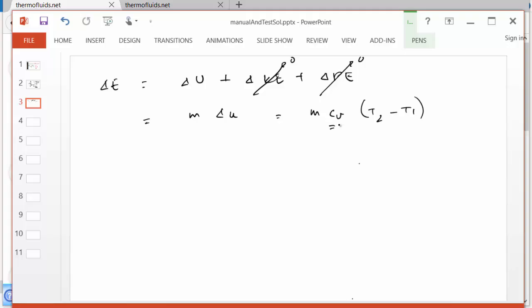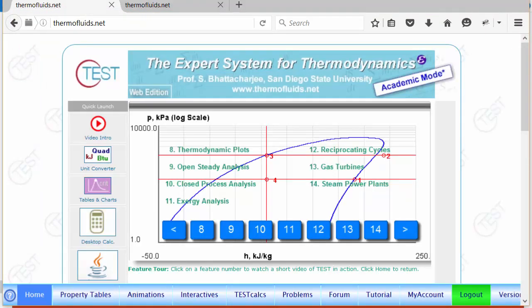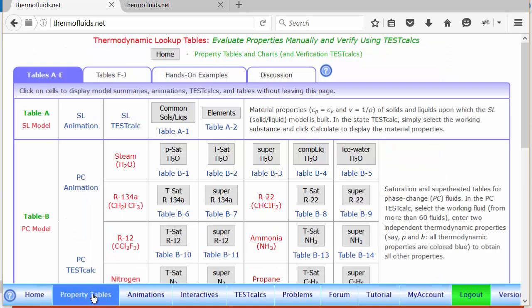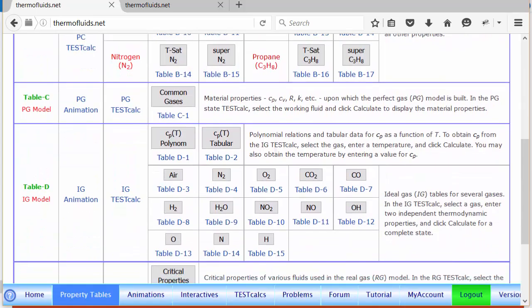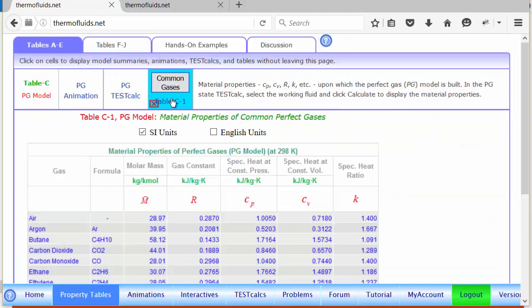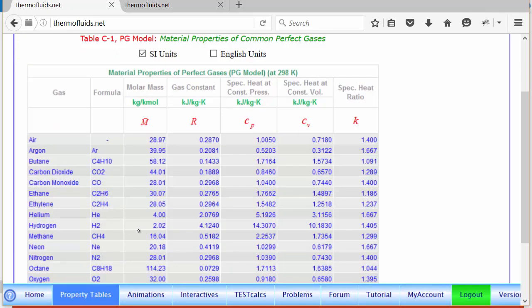To find the CV, we can go to TEST, go to property tables and look for the PG model. The gas models are here. In the PG model row, if I click on common gases, I should find hydrogen properties. Of course, hydrogen molar mass is given here. I assumed it to be 2, which everybody knows. I could pick up R, but instead I personally prefer to use R bar over M bar as the value of R. That way it reduces looking up a table. If you just know the molar mass, you can find R, the gas constant. If I continue here, you can find CV.